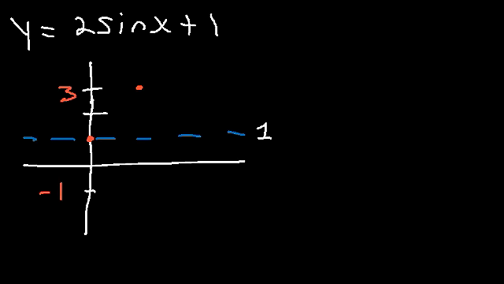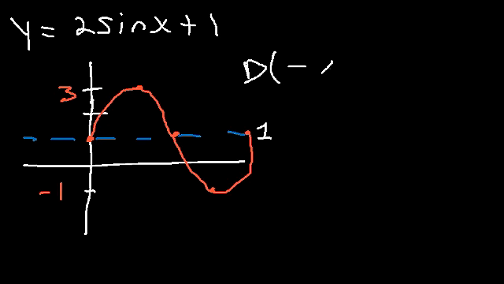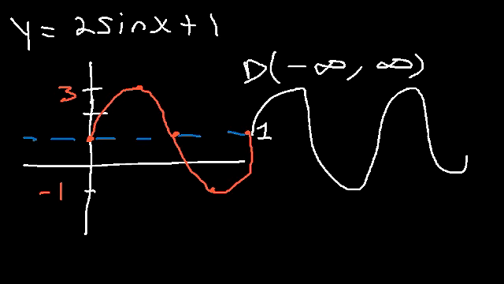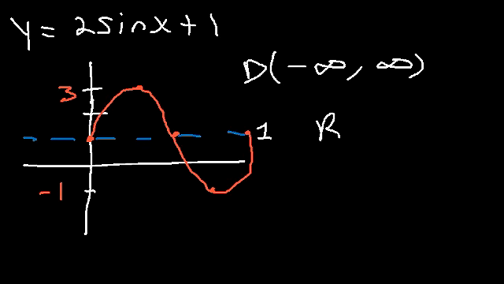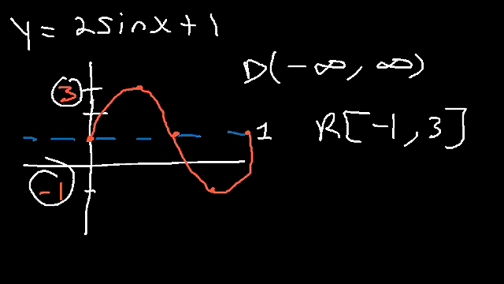It's going to go up, then back to the middle, then to the bottom, and then back to the center. So this is one cycle of the sine wave. The domain for any sine or cosine function is always going to be negative infinity to infinity, because it can keep going on forever. However, the range is based on these values. We can see that the lowest y value is negative 1, the highest is 3. So that's the range for this particular function.